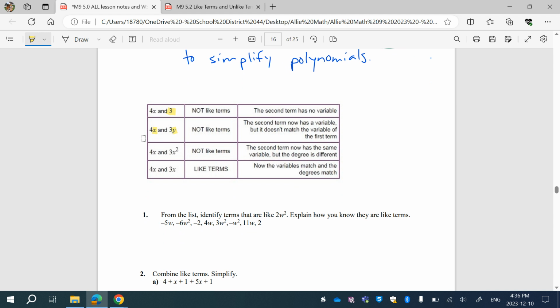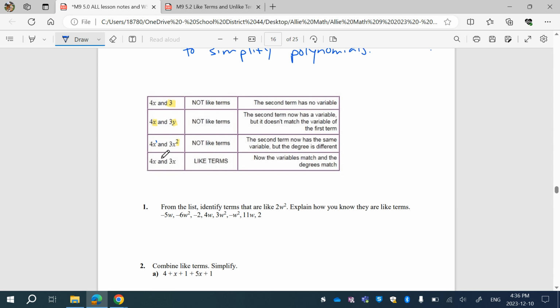Last one, we got 4x and 3x squared. Okay, so they're both a variable. They're both x's. However, these are still not like terms because the second term now has the same variable, but the degree is different. Remember, the degree was, this one's going to have an invisible 1 there. So we have to the power of 2 and we have to the power of 1. It's not the same degree, so these are not like terms.